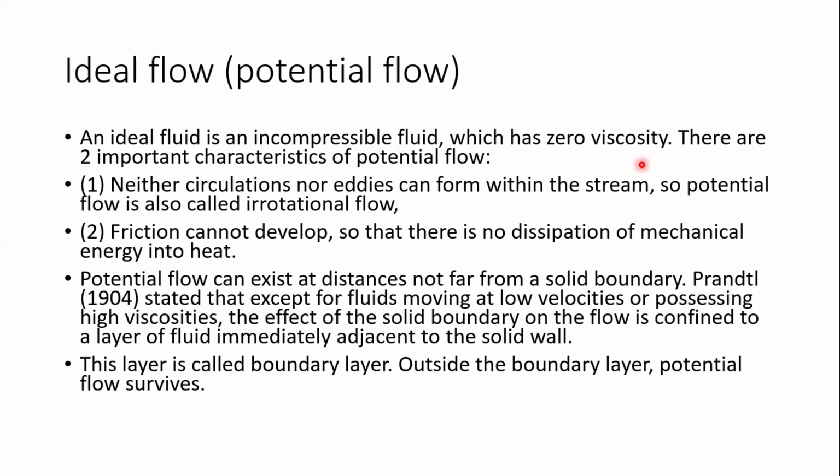Now, potential flow can exist at distances not far from the solid boundary. There was a man called Prandtl, and he stated that except for fluids moving at low velocities or possessing high viscosities, the effect of the solid boundary on the flow is confined to the layer of fluid immediately adjacent to the solid wall. So this layer is called the boundary layer. And outside the boundary layer, potential flow survives, right?